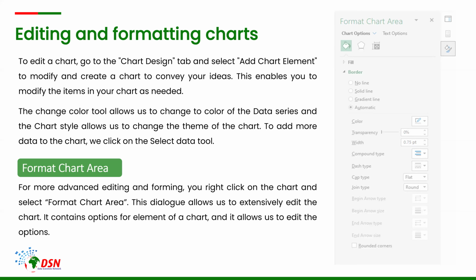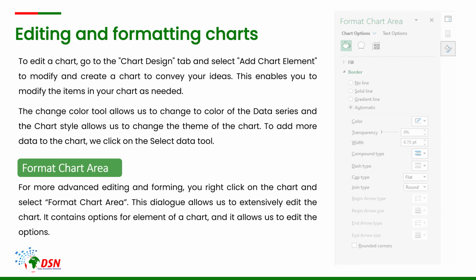So this format chart area is particularly the area that allows us to format our chart in a more custom way, in a way that we want to see it. We can increase the font size, the spacing, the margin, everything we can do under format chart area. And how do we get to this format chart area? Once you right click on your chart, you see it in the options, format chart area. And in this format chart area, the dialog allows us to extensively edit the chart.